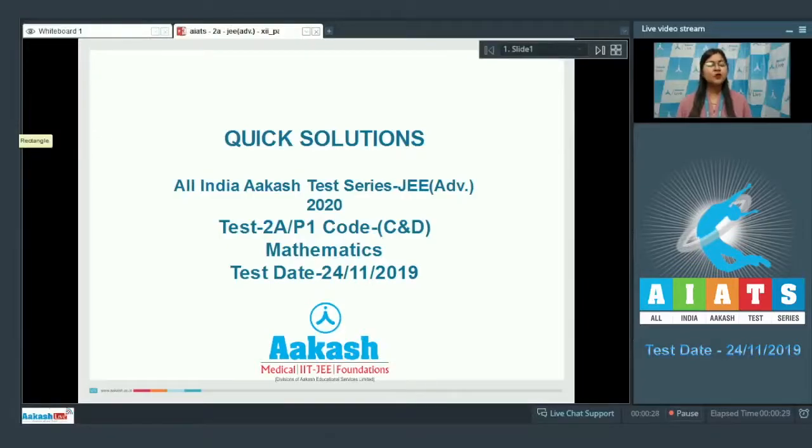Hello everyone. Today we'll be discussing the quick solutions of All India Aakash Test Series Test 2A Paper 1, which was held on 24th November 2019.